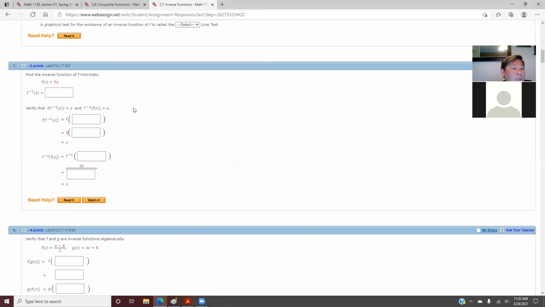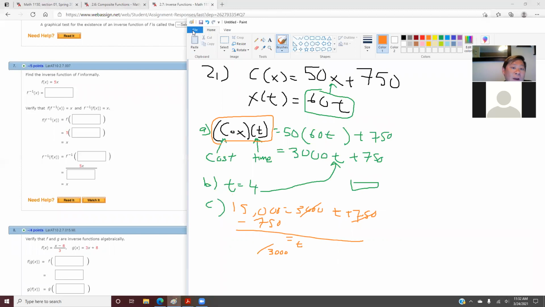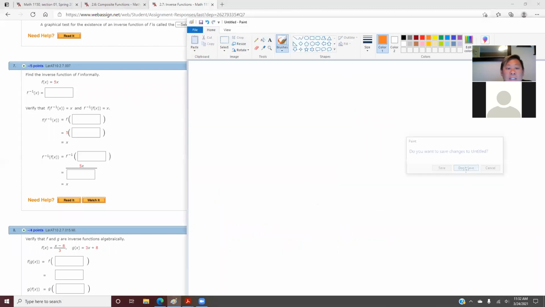So when you do the inverse function, they want you to figure out f of x. So they want you to figure out what the inverse function is in this case. So do you know how to find an inverse function? Hold on. There are a few steps you need to do when you find the inverse function.